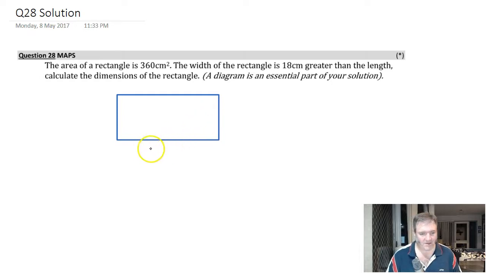The width of the rectangle is 18 centimetres greater than the length. Well, I guess it is arbitrary whether you define the length or the width as one or the other. So if I'm going to call this one the length because it's the shorter one, the width is 18 centimetres longer, so that would be the length plus 18. That would make a lot of sense, wouldn't it? And the area is 360 square centimetres.